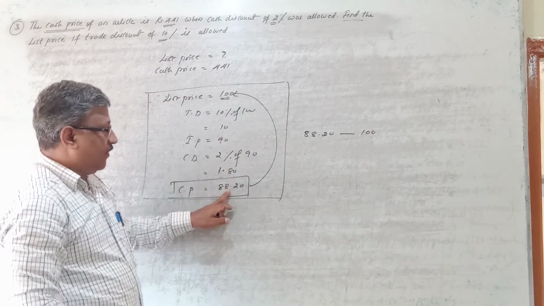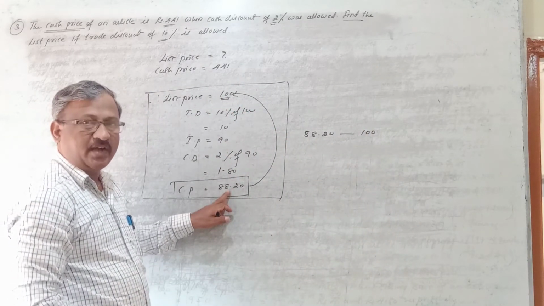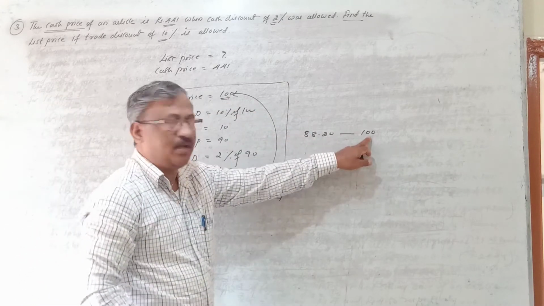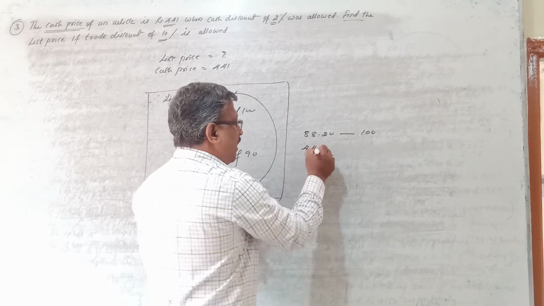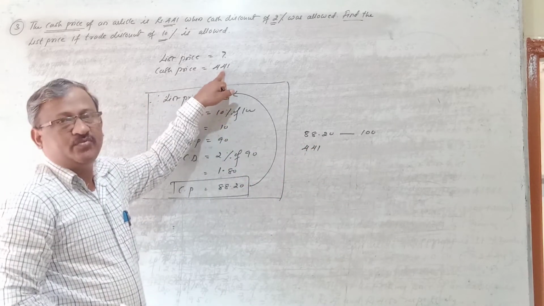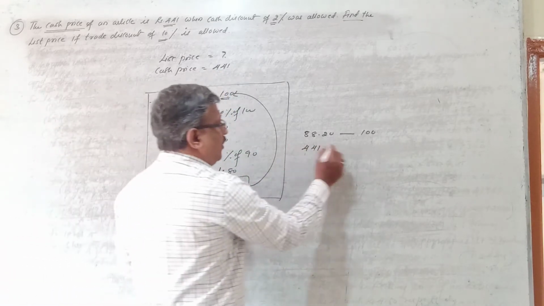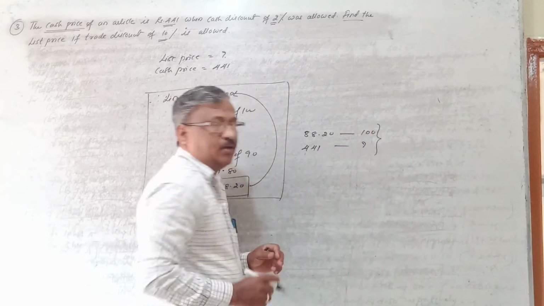100. When 88 rupees 20 paisa is my cash price, at that time my least price must be 100. This is as per my assumption. What I want: if the actual cash price given in the problem is 441, then what must be the least price?